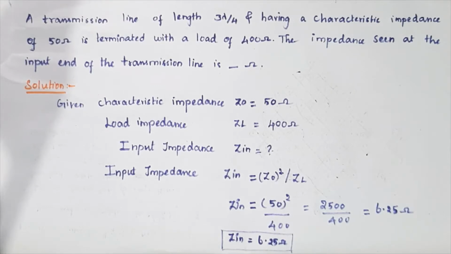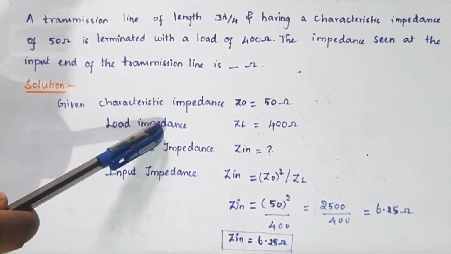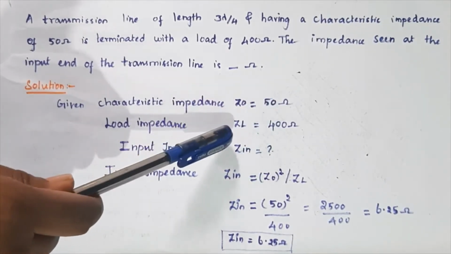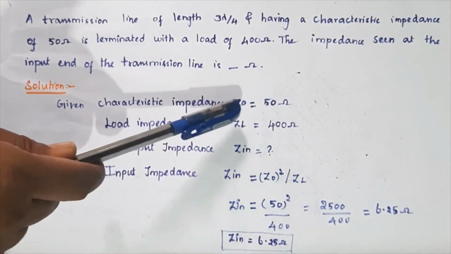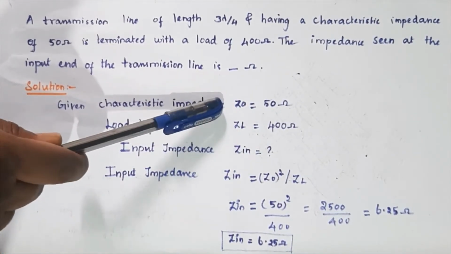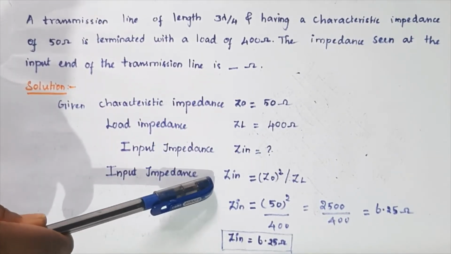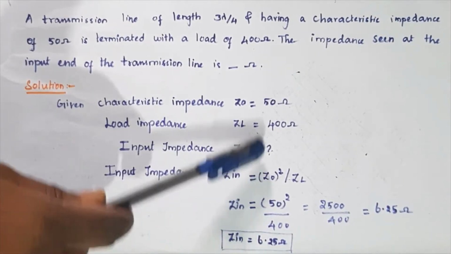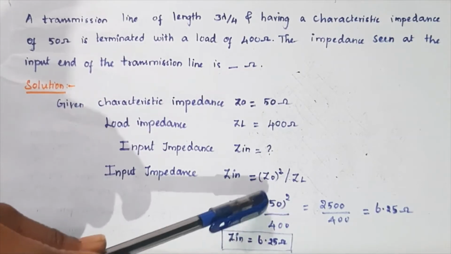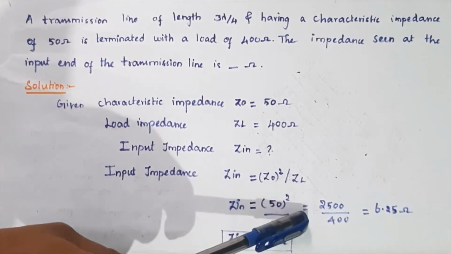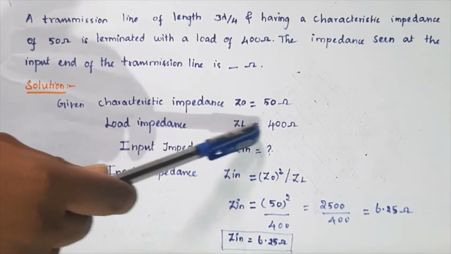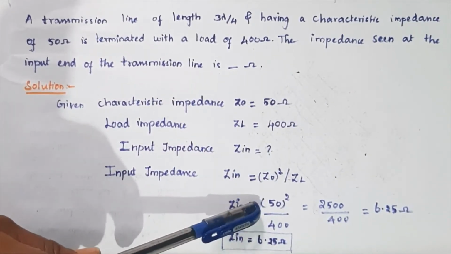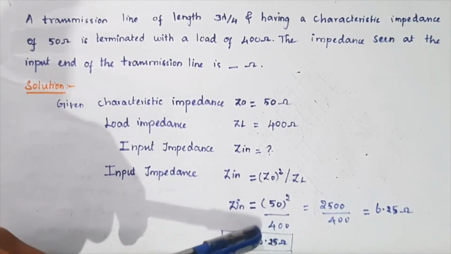We know the value of characteristic impedance and load impedance. This is the given data, right? So Z0 is equal to 50 ohm, ZL is equal to 400 ohm. So we have to substitute this Z0 and ZL in this formula. Therefore Zin is equal to, for Z0 we substitute 50, therefore 50 the whole square divided by, for ZL we substitute 400 ohm. So we can write 50 the whole square divided by 400.